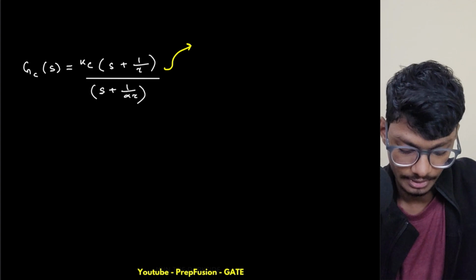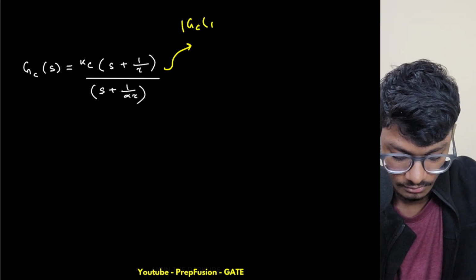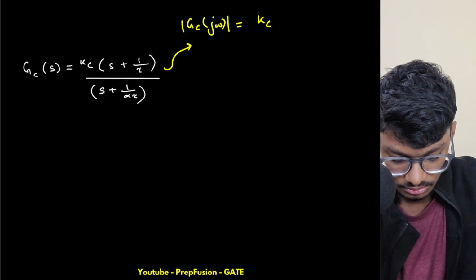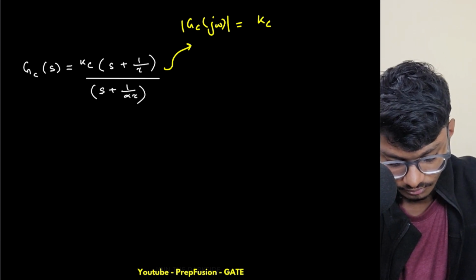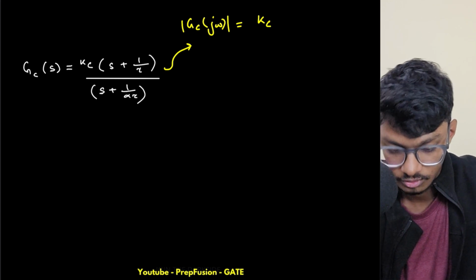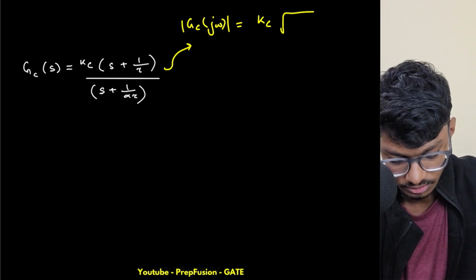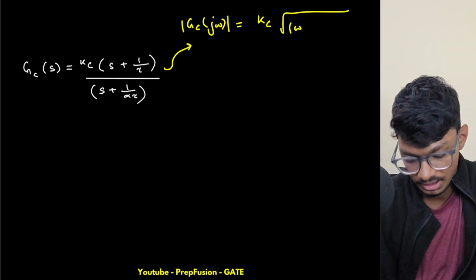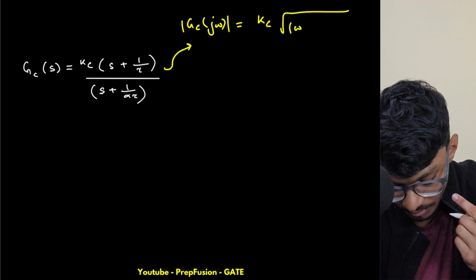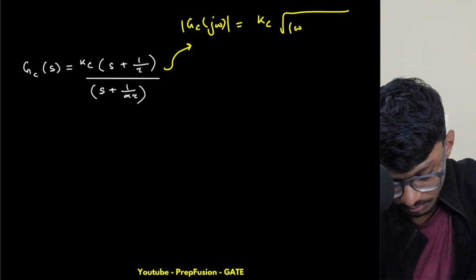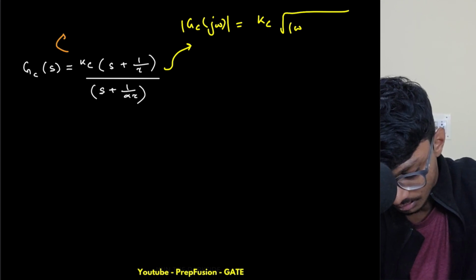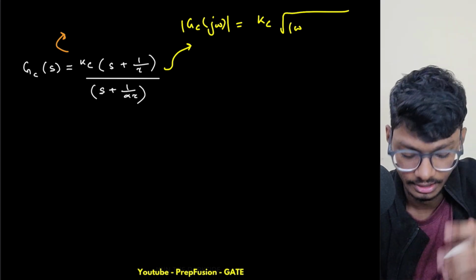So here the magnitude Gc of j omega can be written as Kc into, under root. We could put this whole thing under a root, but let's do it here. If I multiply by alpha tau, this will be a bit simpler for me. I'm just writing this in rough: let's multiply alpha tau in both numerator and denominator.